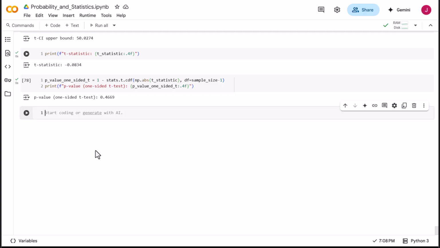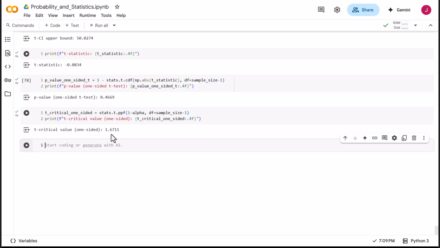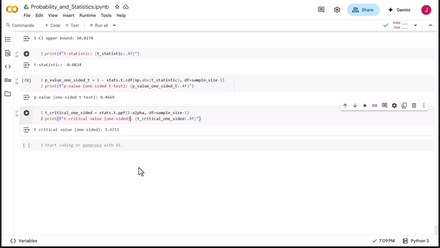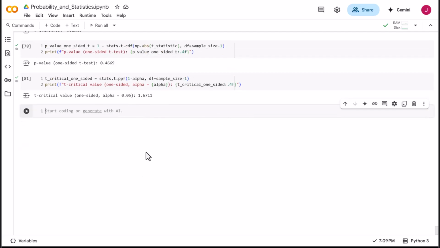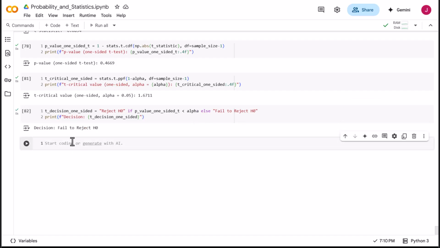Then we can print the critical t value. It means one-sided, right? So t_critical_one-sided is equal to t stat ppf 1 minus alpha, sample size minus 1. Then it is 1.671, right? This is the t critical value for one-sided. So for simplicity, we can add alpha here. We can go for decision for one-sided, right? So t decision one-sided is equal to, we reject the null hypothesis if p-value one-sided t is less than alpha, otherwise we fail to reject H0.